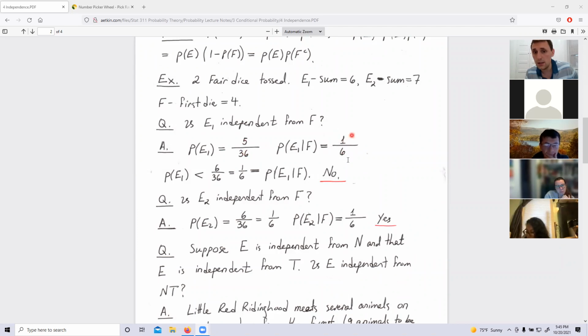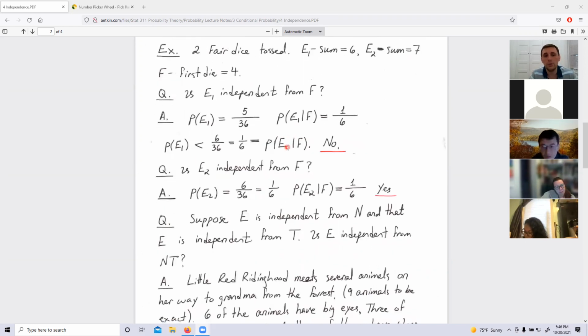And as you can see, those are not equal probabilities, yes? So that means that E1 and F are not independent. That's obvious, right? If I know that the first die is 4, it affects my probability. In fact, it makes it more likely that the sum is 6. You agree? Because 5 over 36 is smaller than 6 over 36. So knowing that the first die is a 4 increases somewhat the probability that I got a sum equal to 6.